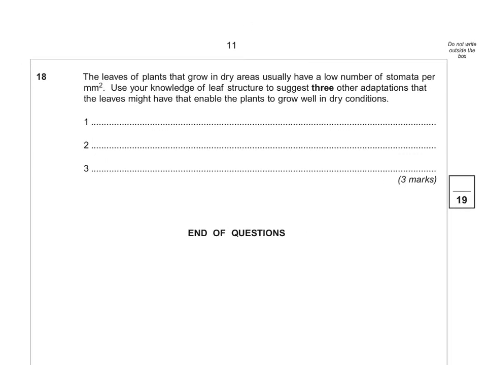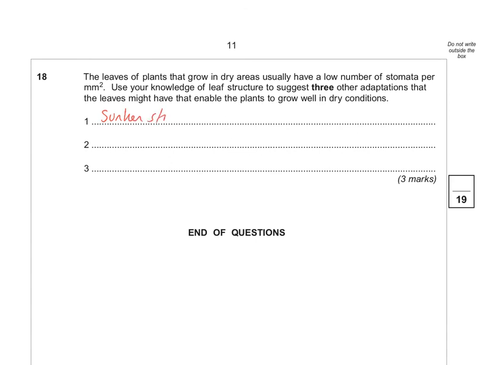And then 18, lastly, the leaves of plants that grow in dry areas usually have low numbers of stomata. Use your knowledge of leaf structure. Hooray, knowledge again. I can use what I know to suggest 3 other adaptations that the leaves might have that enable them to grow well in dry conditions. So I always think sunken stomata, don't they? Sunken stomata. Remember they have that boundary layer. They have hairy leaves, and they have a thicker waxy cuticle.